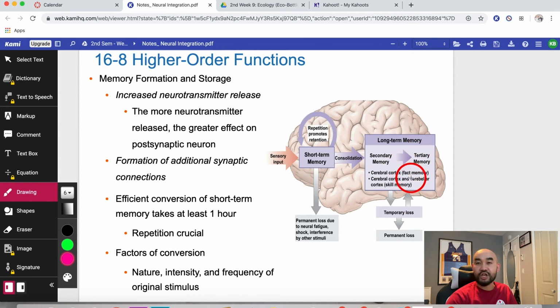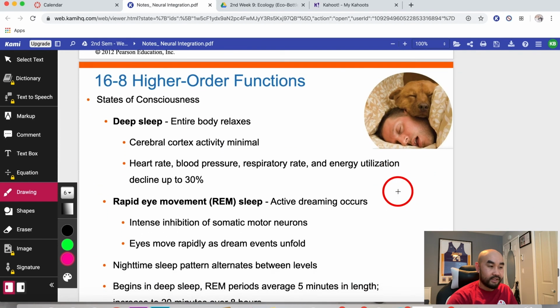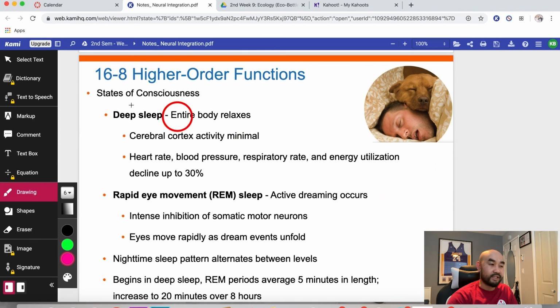And just imagine our jobs, right? You have a job, they teach you something, short-term memory. The next day you come back and do it again, secondary memory. And if you do it your whole life, I'm sure it becomes your tertiary memory. Okay, and that's memory.